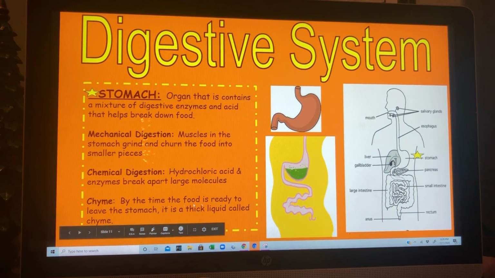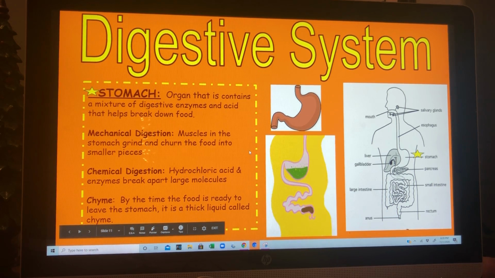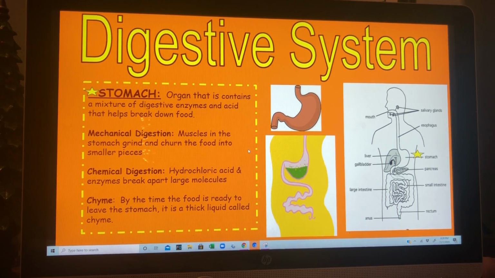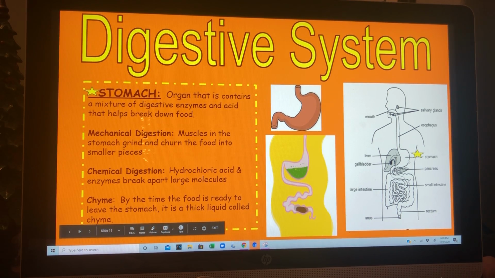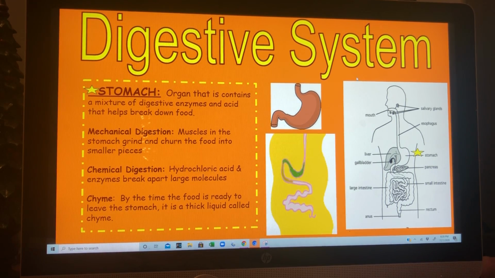Now, of course, we've heard of the word chyme. By the time the food is ready to leave the stomach, it is a thick liquid called chyme. If you look over on the right-hand side, you will see the location of the stomach that's indicated by a yellow star.